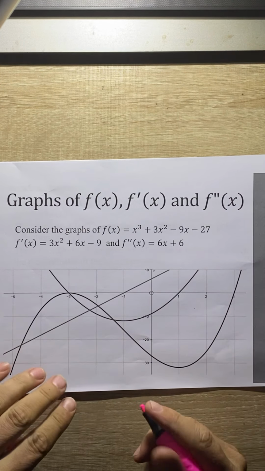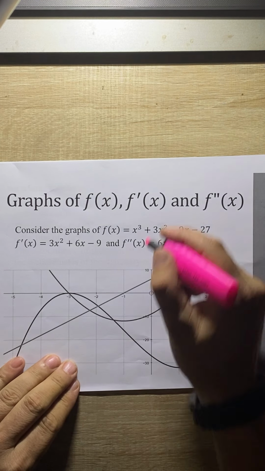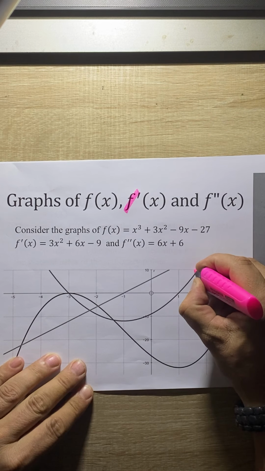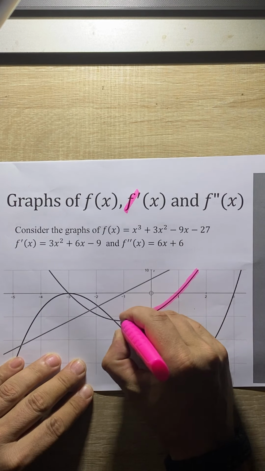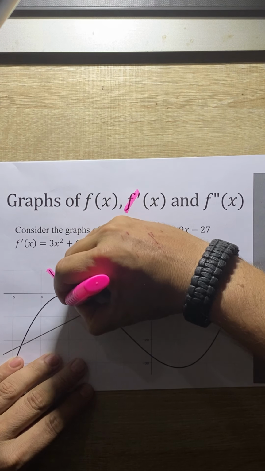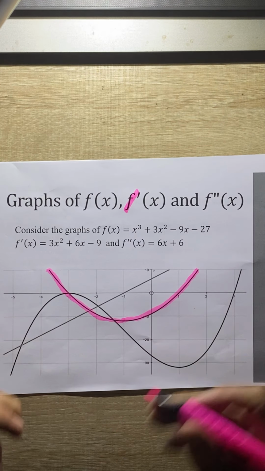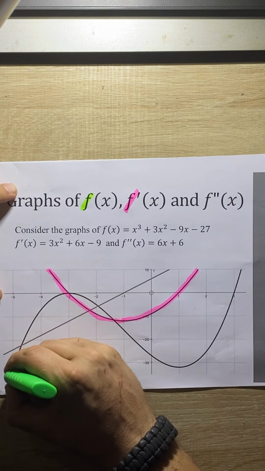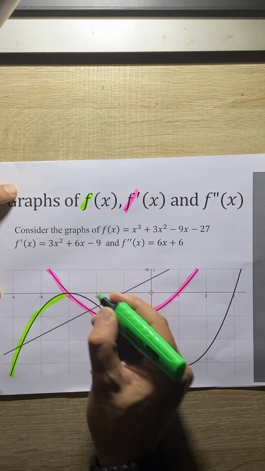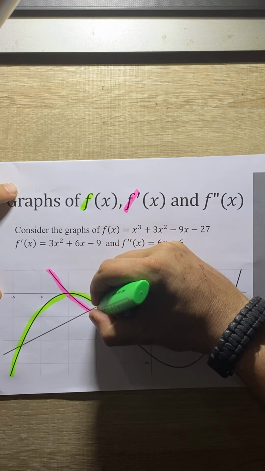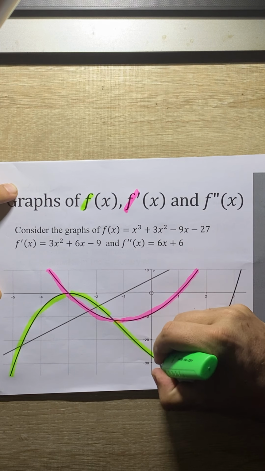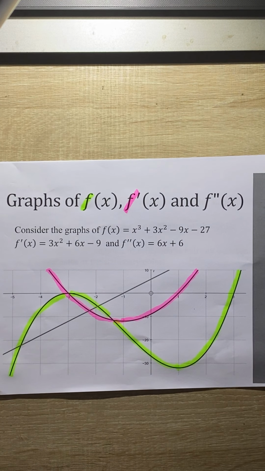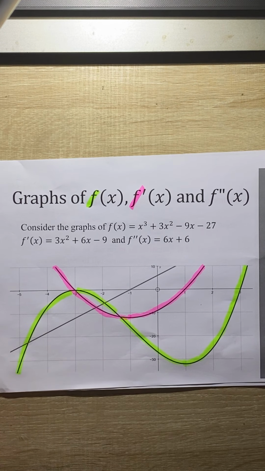So what I'm going to do here is highlight some of these things. I'm going to highlight the f dashed as red. So this is going to be this graph here. Then we can do the f in green, and that's going to be this one here. And then we've got the last one, f double dashed, and we can do that in orange.